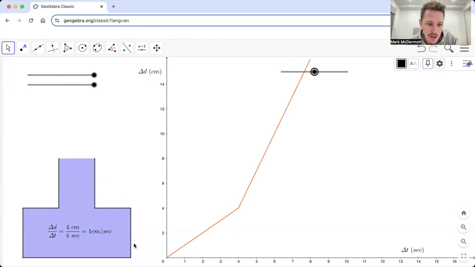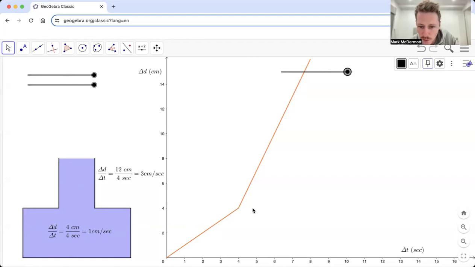So if we look at the change in depth over change in time, we can see that the change in depth was 4 centimeters, and that took 4 seconds. So we can say that the rate of change was 1 centimeter a second for this bottom part of the vessel.